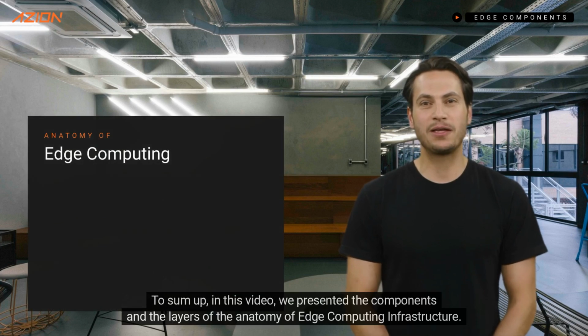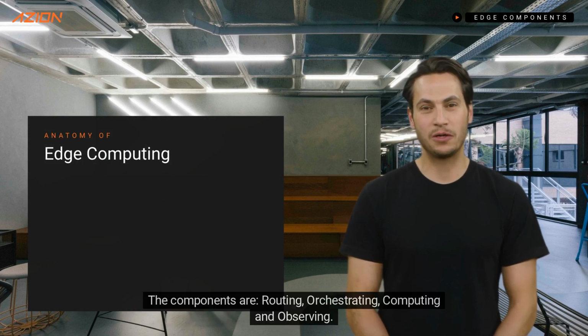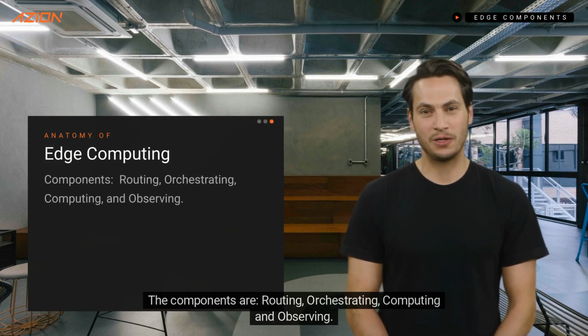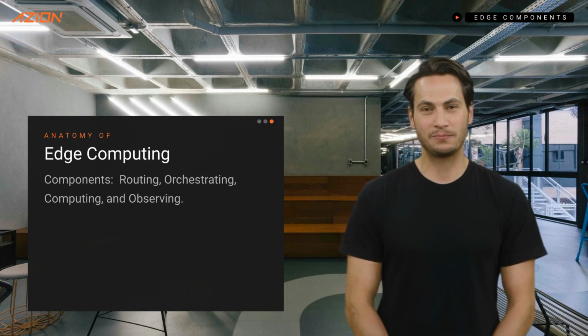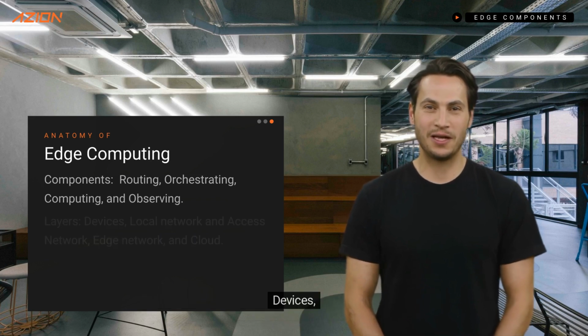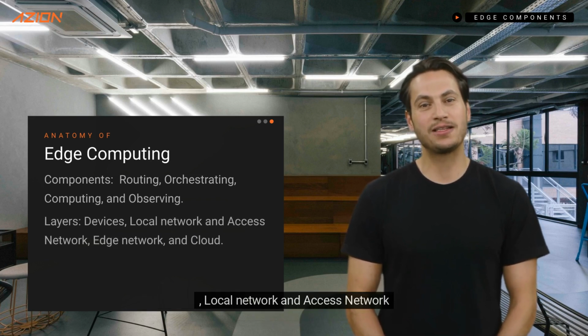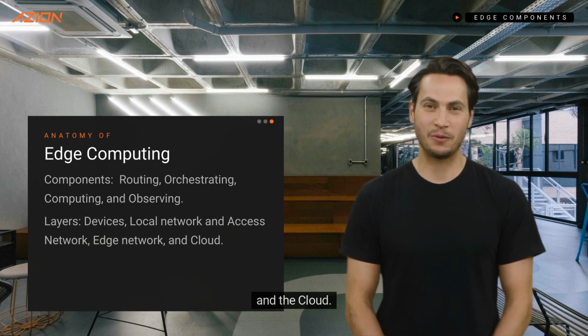To sum up, in this video, we presented the components and the layers of the anatomy of edge computing infrastructure. The components are routing, orchestrating, computing, and observing. And the layers are devices, local network and access network, edge network, and the cloud.